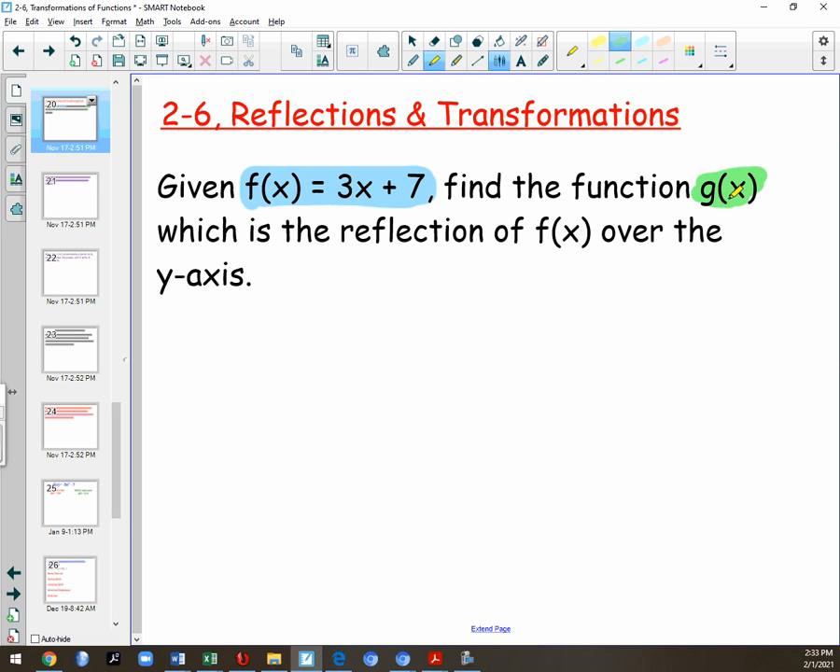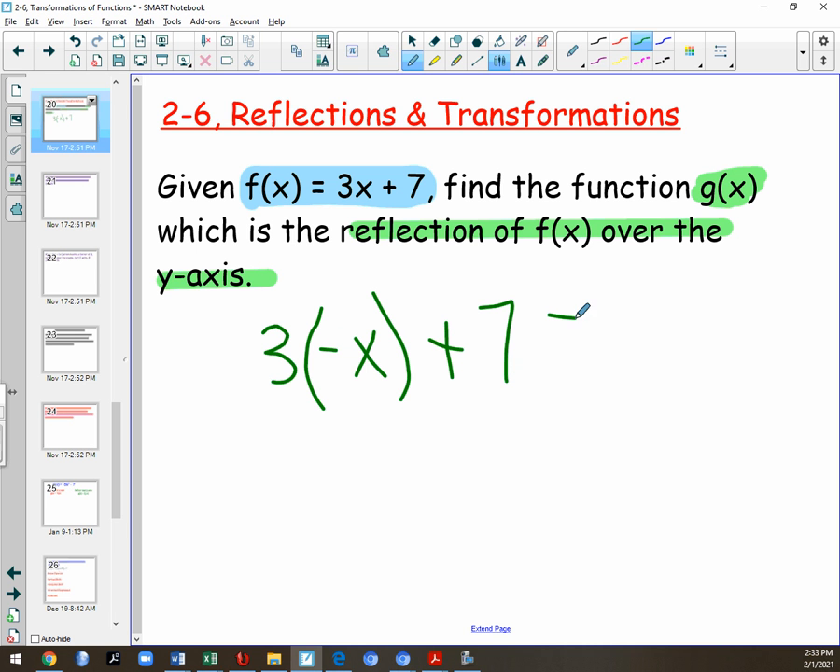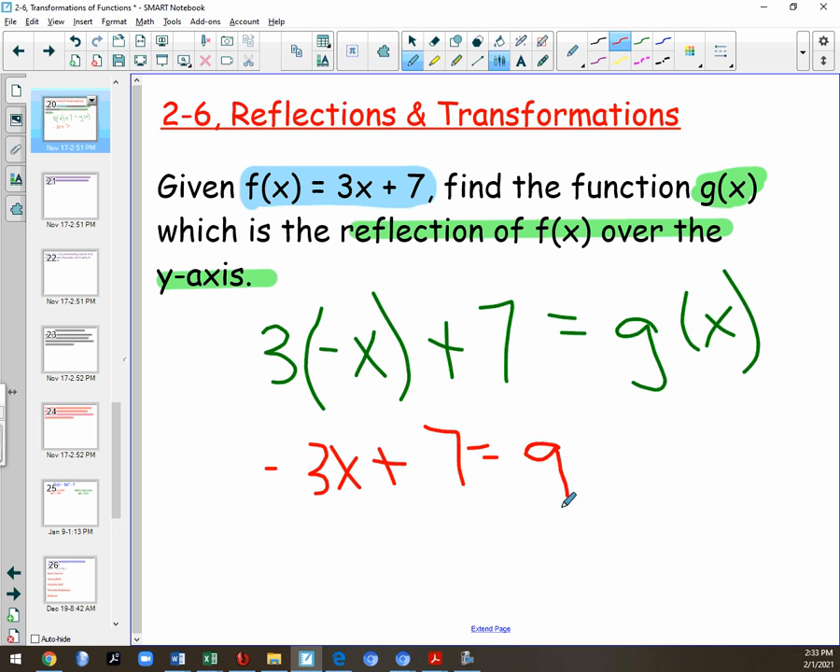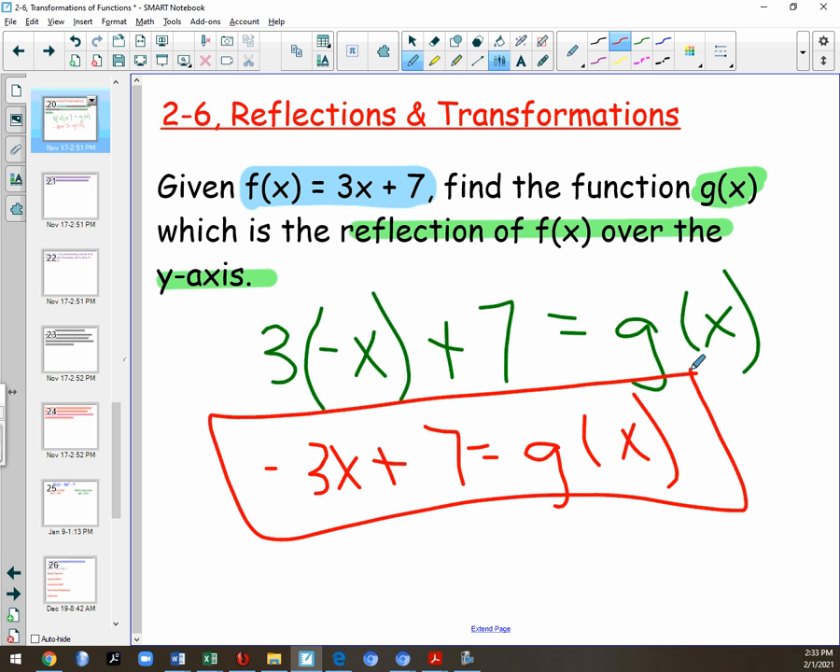This function g of x is the reflection of f of x over the y-axis. So basically what that means is I'm taking 3x plus 7 and reflecting it over the y-axis. When you reflect over the y-axis, you are replacing x with negative x. This is equal to g of x. However, if I continue on with that calculation and multiply the 3 and the negative x together, I'm going to get negative 3x plus 7 equals g of x. That's the new function I wanted you to find.